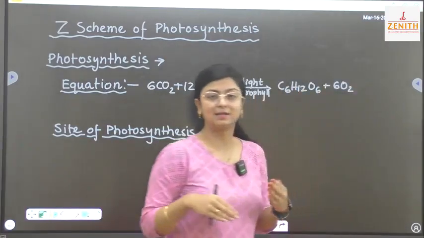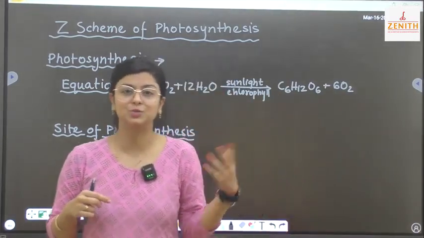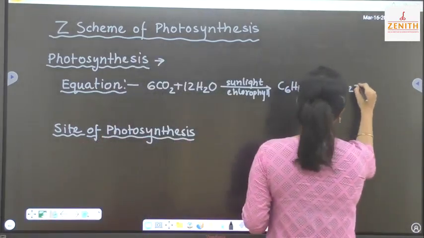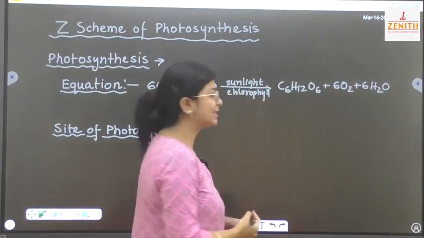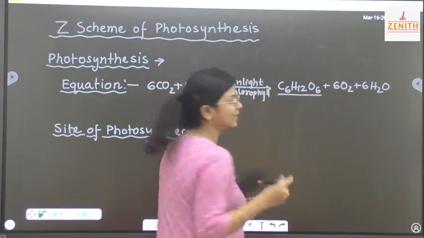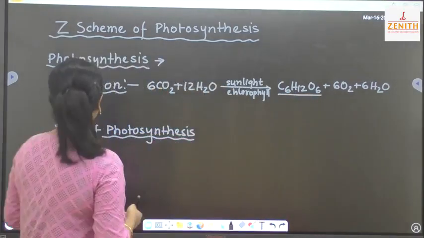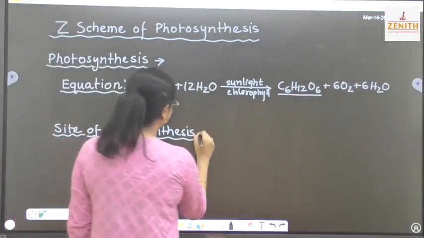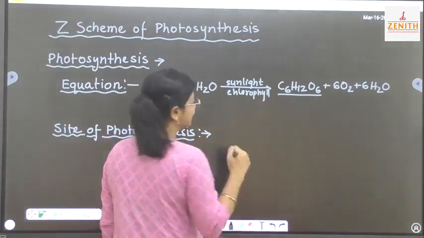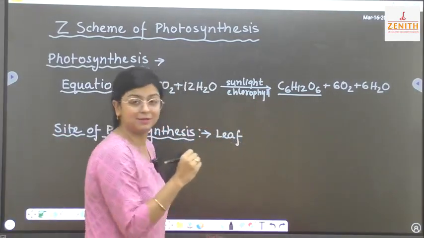The oxygen that they form is basically going outside by the help of the stomata to the atmosphere, and also small molecules of water. So basically the glucose that they are forming is stored in their own body in the form of starch. So basically, what is the site of photosynthesis? Mainly we will see the photosynthesis is occurring in the leaf of a plant.